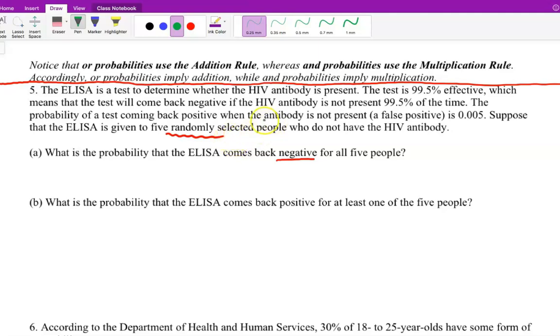So what is given? We have this one, false positive, and we have comes back negative if the HIV antibody is not present, is this one. I'm writing it up over here. Probability of negative is 0.995, and positive is 0.005.